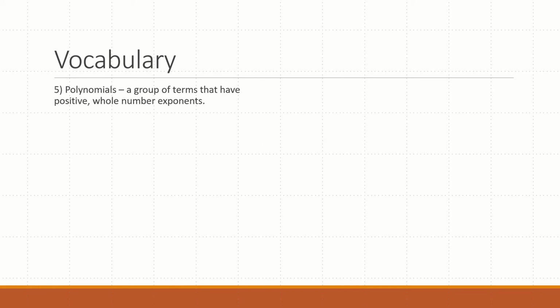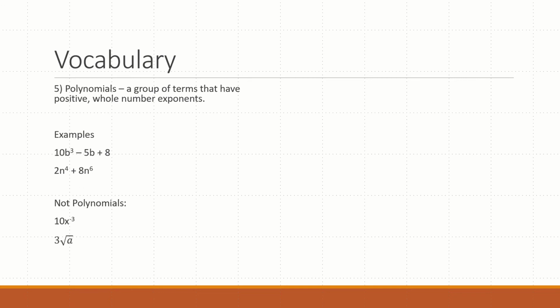Okay, so next we want to define what a polynomial is. And just so you guys know, the prefix poly means many and nomial means name. So this kind of means many names. And this is a group of terms that have positive whole number exponents. So here's some examples of polynomials. These are 3 terms right here, and these are 2 terms, and these are both polynomials because all the exponents are positive whole numbers, okay?